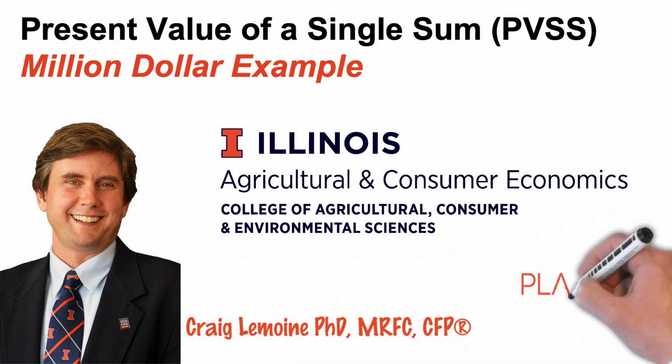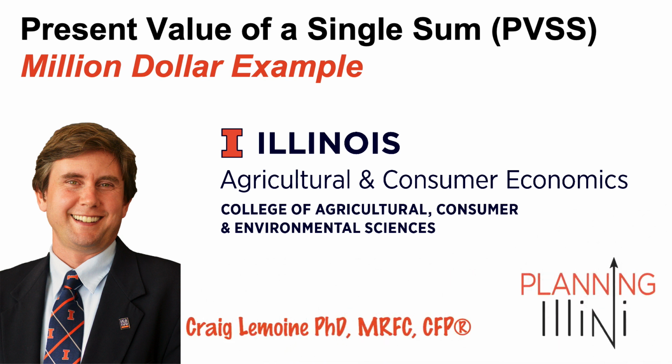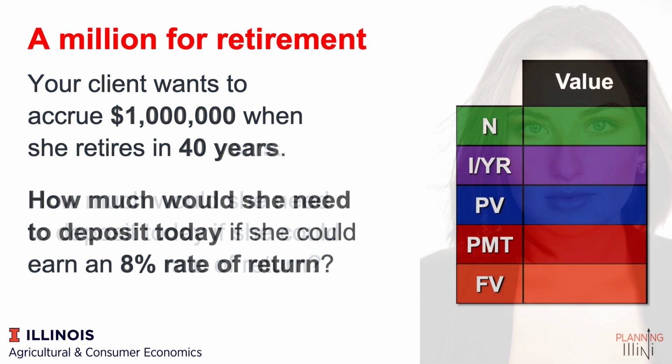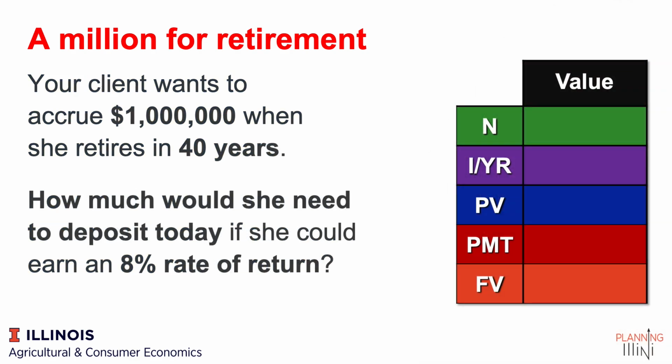Present value of a single sum, the $1 million example. Your client wants to accrue $1 million when she retires in 40 years. How much would she need to deposit today if she could earn an 8% rate of return? We need to diagram this problem and find 4 variables so that we can solve for a 5th.